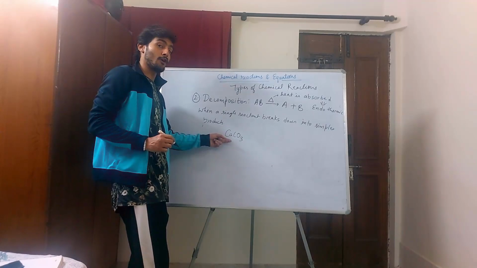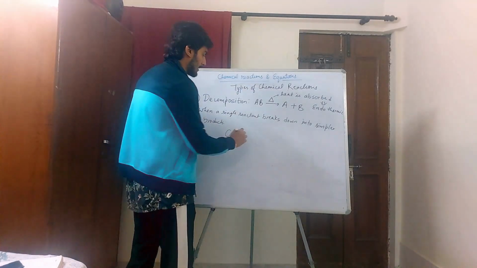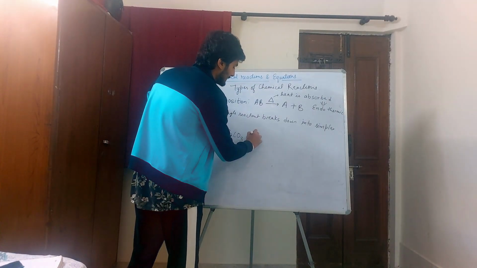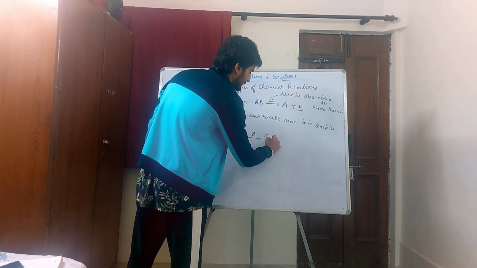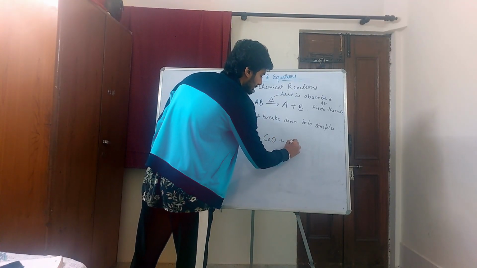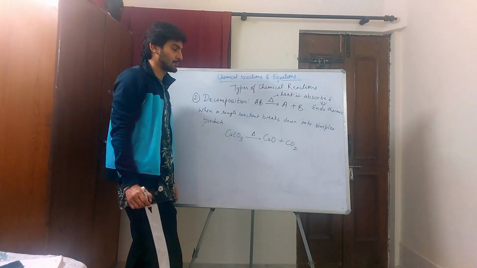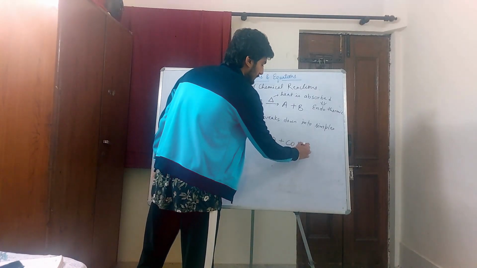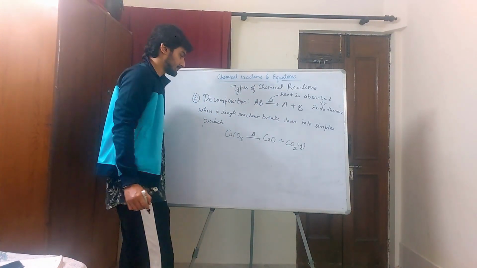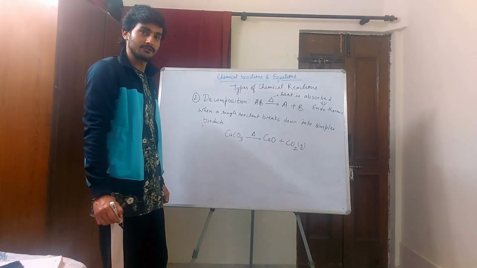So this is the formula of marble also, keep it in mind. When we heat it, we get CaO plus CO2. This is a gas. We can also show it by an upward arrow. So this is a decomposition reaction.